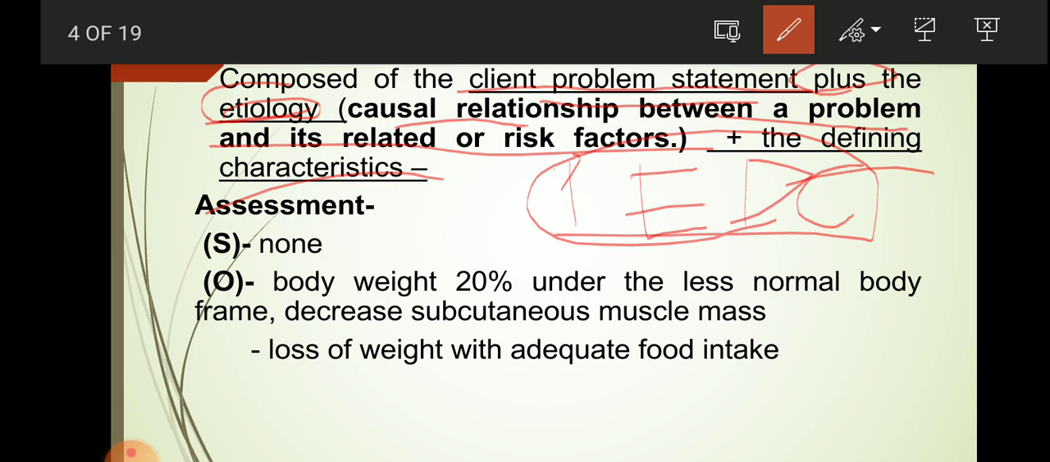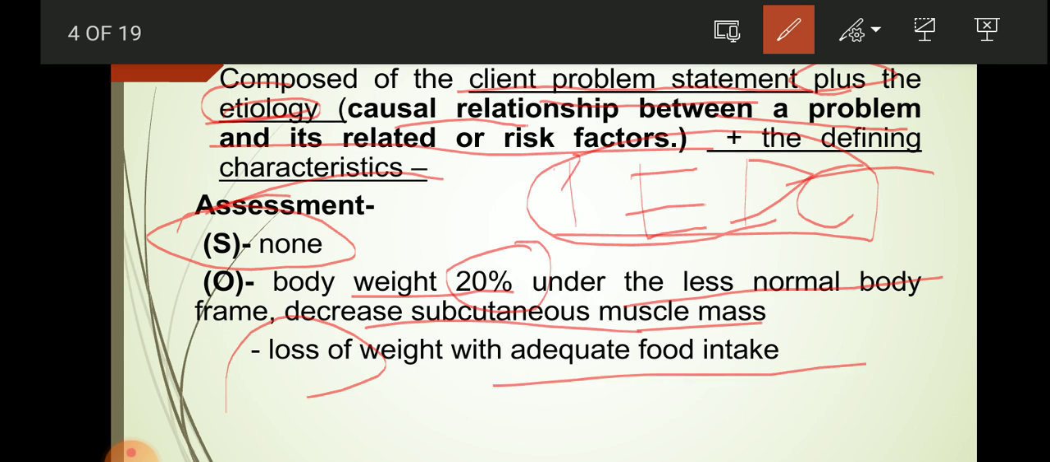Okay? For example, upon your assessment, subjective wala. Wala man nag-express imong patient ana-ana siya gibati. But in your objective assessment, you've noticed that the body weight of the patient is 20% under the normal. So it means 20% less. It means underweight, right? Decreased subcutaneous muscle mass, and there is loss of weight with adequate food intake. So, although appropriate ang food intake sa patient, naay loss of weight nga manotice.